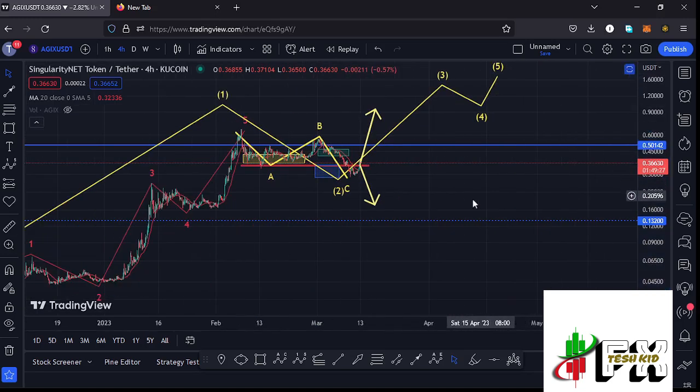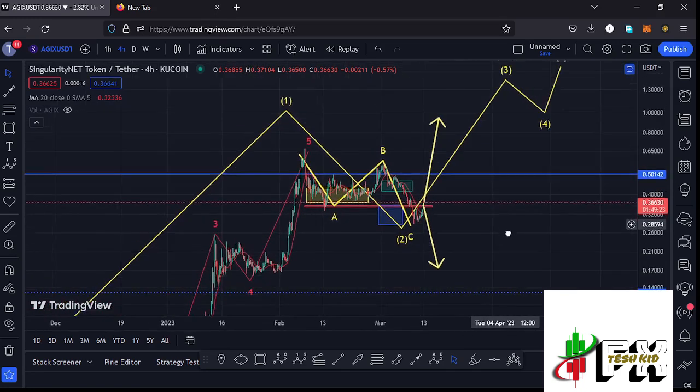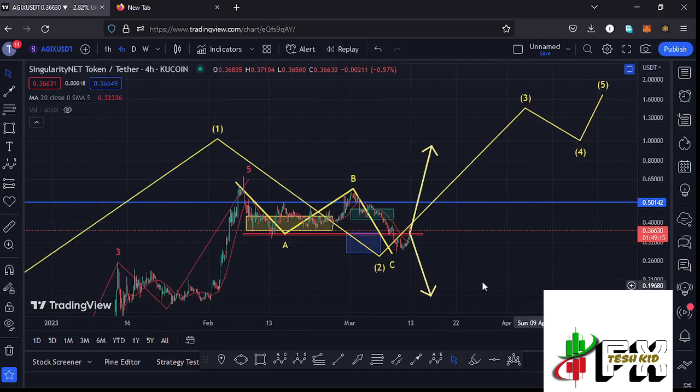But for now, there are chances that the low for that second wave is in, and we might continue gearing up in the formation of that wave 3, manage to break above these highs, and also fully maximize our target areas. So let's be patient and see how that plays out.